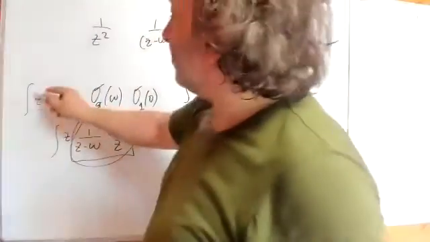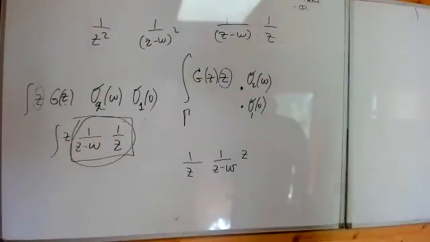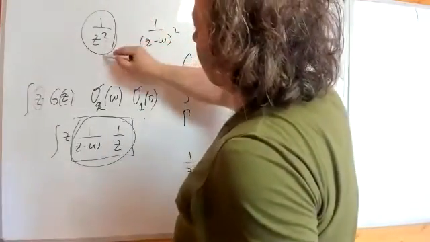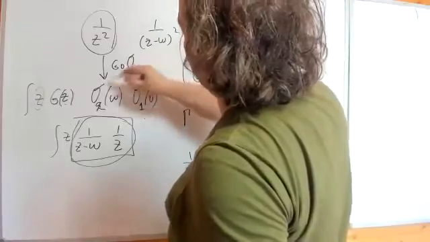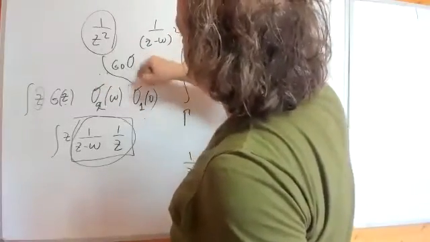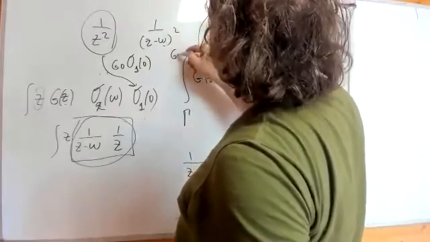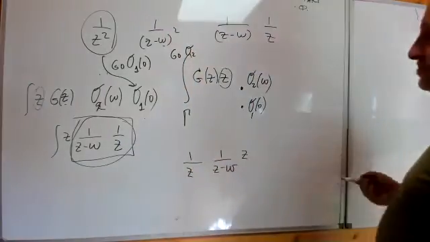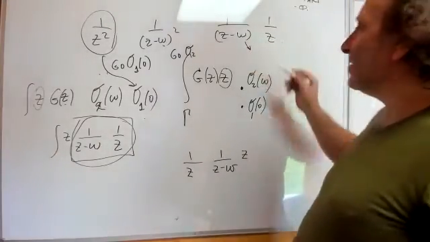So when I multiply by Z, all three terms would give contribution. So this term gives rise to G naught applied to O1, and this term G naught applied to O2, and then I take a product. And this term is a mixed term.